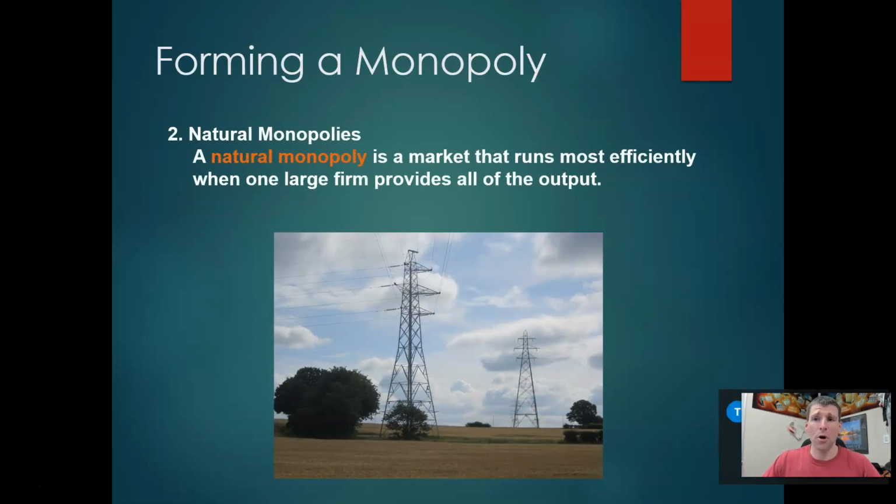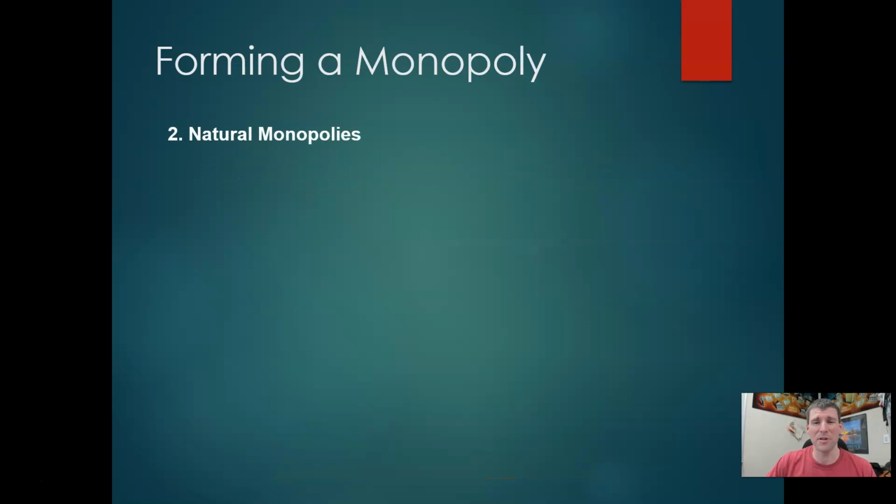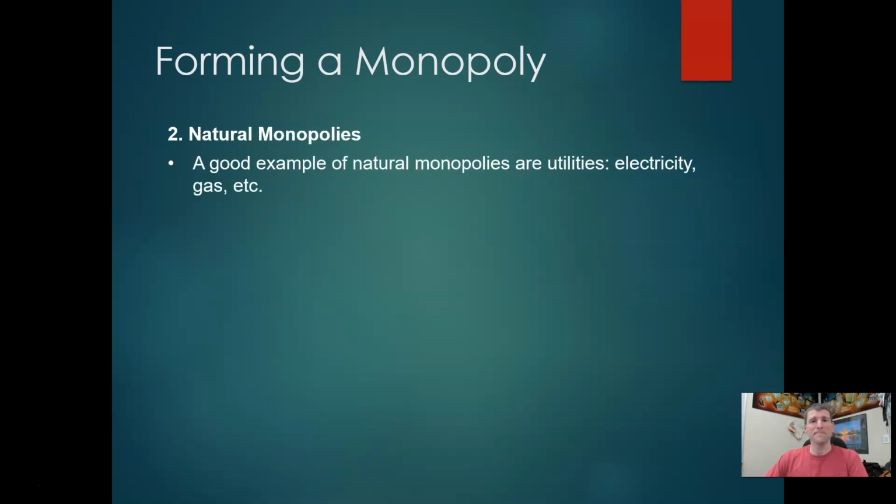Another type of monopoly is called a natural monopoly. A natural monopoly is going to be when it kind of makes sense to have a monopoly in this case. A very good example of this is utilities. So I have some electrical lines there, but you can also think of gas lines, phone lines, cable lines, even though you guys don't use those anymore. All right, sewer lines, water lines, right? All of those utilities are very good examples of natural monopolies.